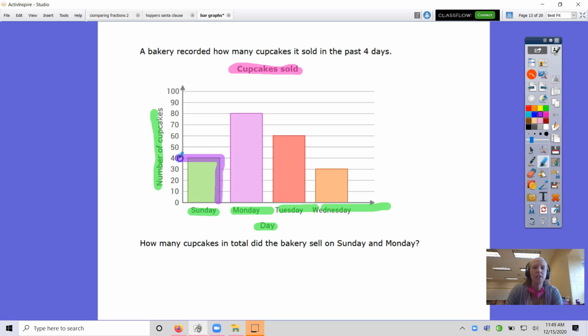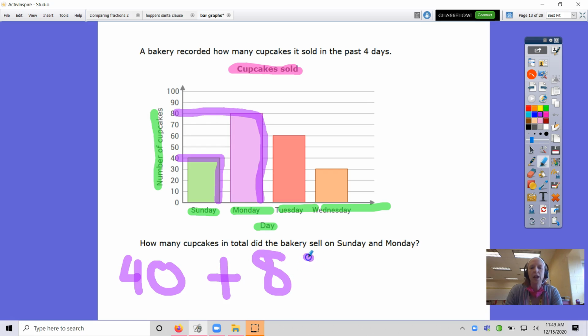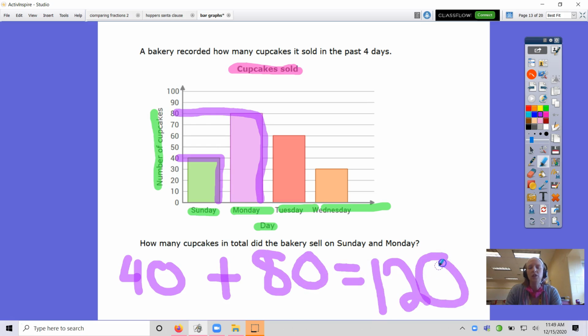I look at Sunday, I see they sold 40. I'm going to add that to the one that they sold on Monday, which is 80. When I add 40 and 80 together, I get 120 cupcakes that were sold on Sunday and Monday.